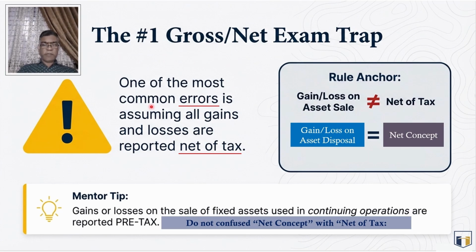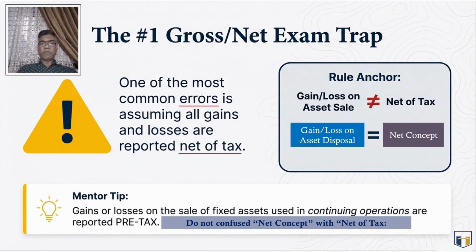One of the most common errors is assuming all gains and losses are reported net of tax. This is wrong. Gains and losses always use the net concept of measurement. This is the measurement, the second gate, so get it right. Net concept means the pre-tax amount. Net of tax means after deducting the tax. So do not confuse net concept with net of tax.